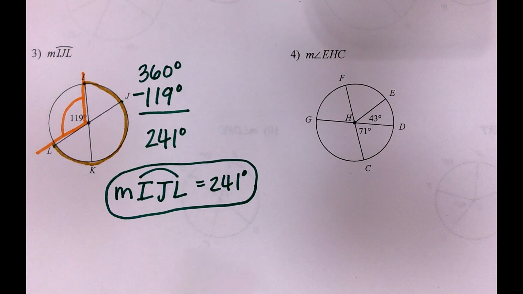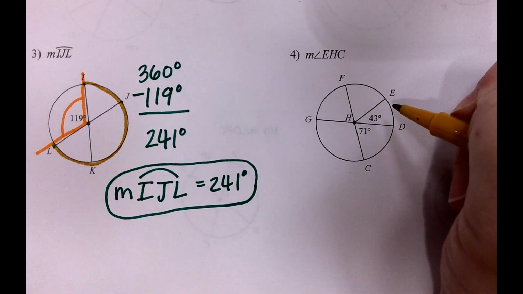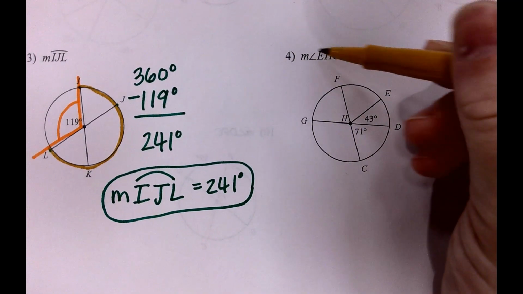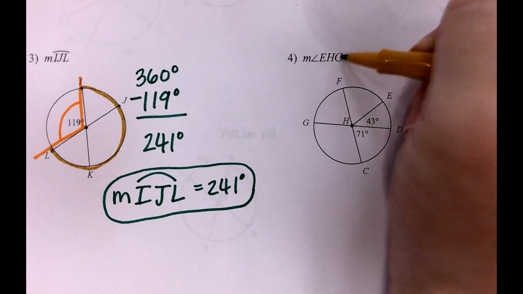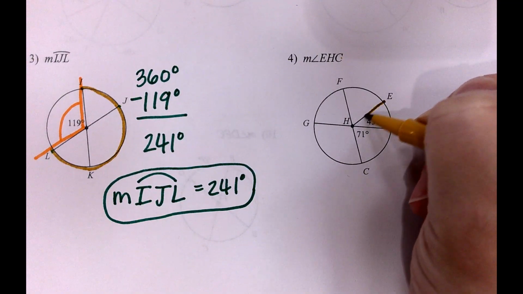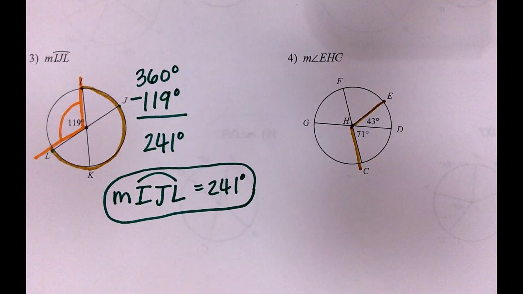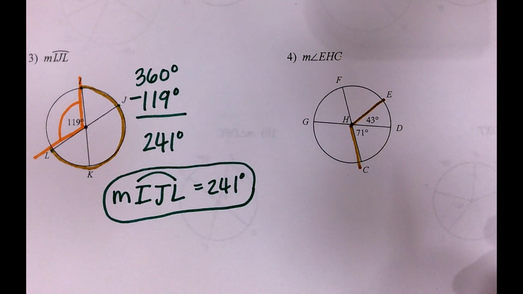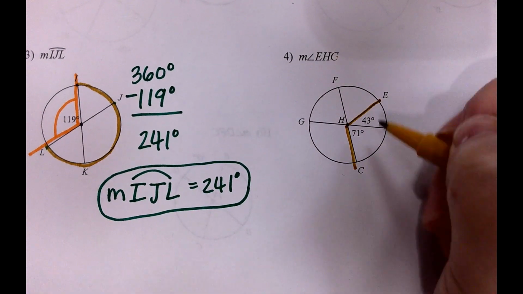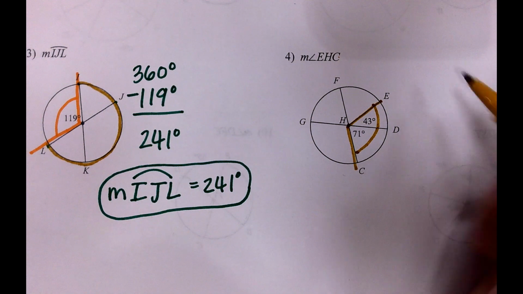Now we'll look at number 4. Now I want to find the measure of angle EHC. Here's E, here's H, here's C. We just add these 2 angles together. They gave us an easy one.